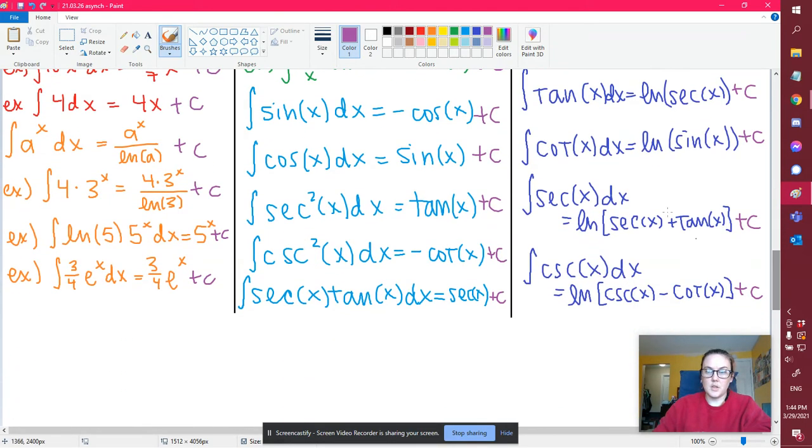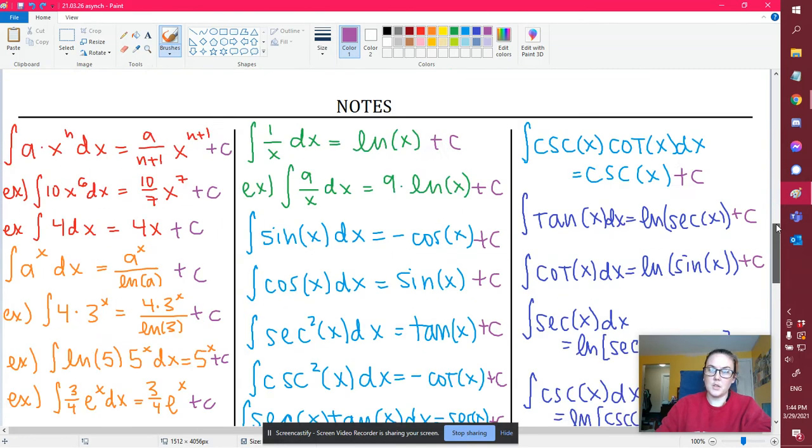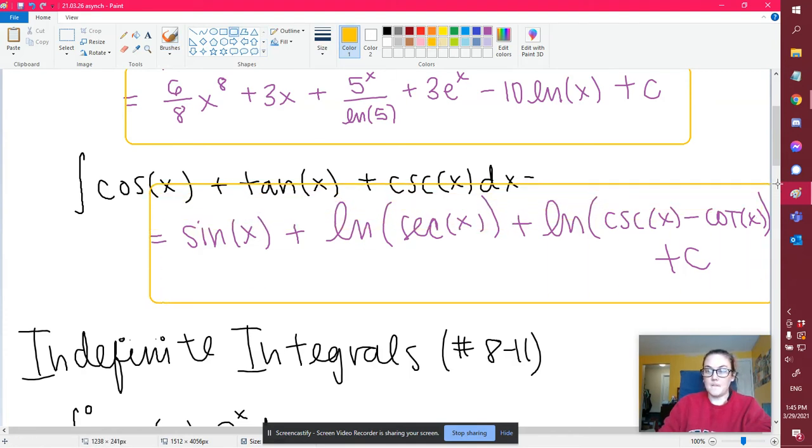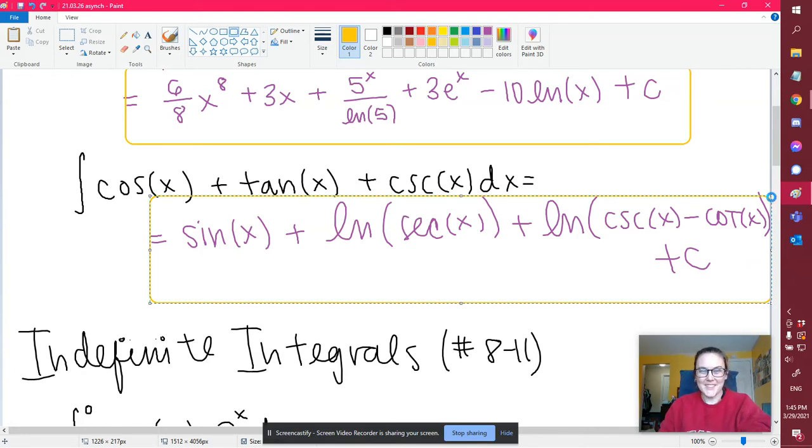Now I look for cosecant. The integral of cosecant is the natural log of cosecant minus cotangent. And then I add plus c because I have to. Again, there was no thinking when I did that problem. This is simply memorization or looking at the notes, either way.